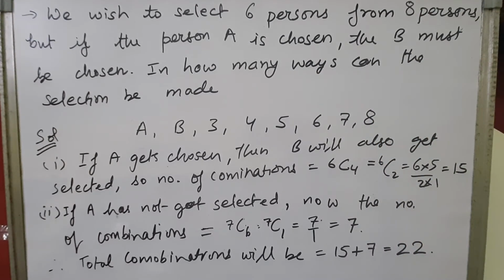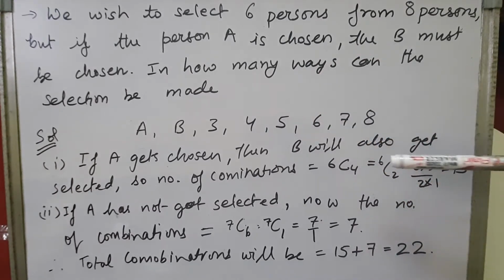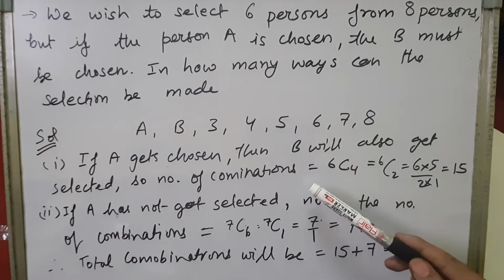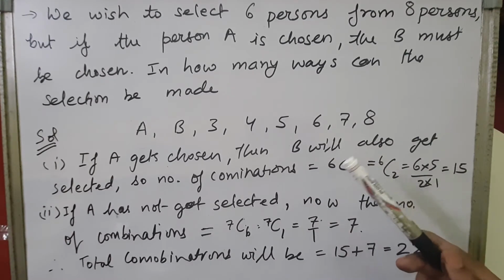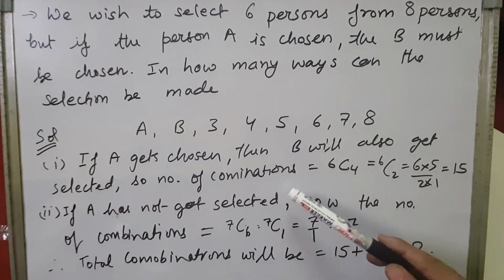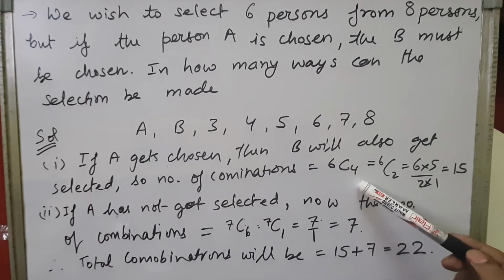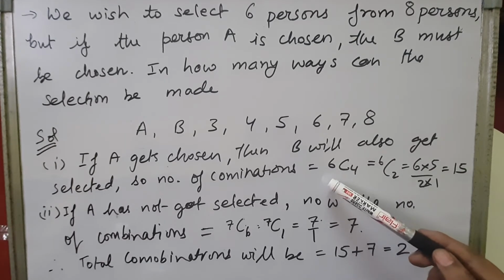Okay, so from here two cases come to mind. First, A gets selected, then B will get selected. So if A is selected and B is also selected, that means two selections are already made, and we have to select 6 persons. So how many selections are left now? When 2 are selected, that means 4 are left to be selected, and 6 people are left. So we have to pick 4 persons from 6 persons now.